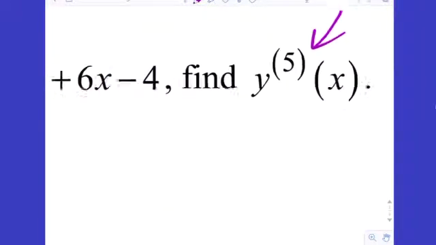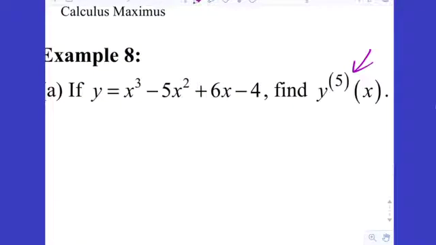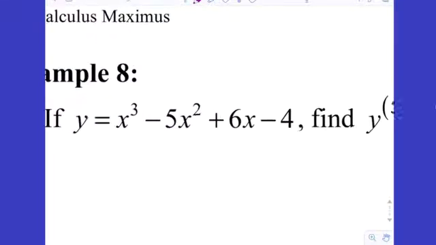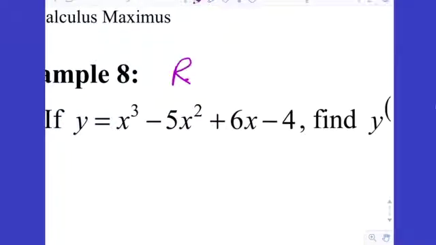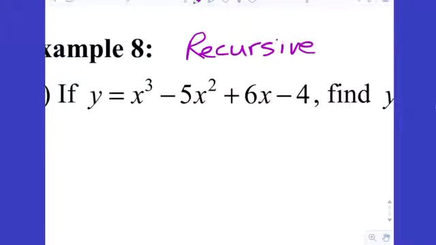The fifth derivative, right? Can we go straight from the function to the fifth derivative? No. We have to go through all the other derivatives that precede it. So when you do that, it's called a recursive generation. Recursive. You have to use the previous one to get the next one. So that means we're going to have to go through y prime, y double prime, triple prime, quadruple prime.